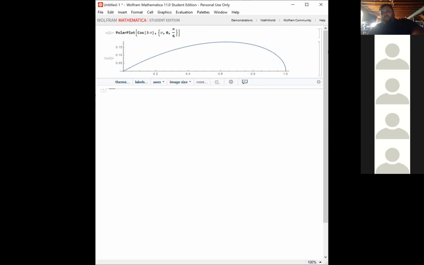So now I'm going to integrate over those bounds from 0 to pi over 6. That'll give me half a petal. If I want a whole petal, then I'll multiply it by 2. Is this making sense so far?